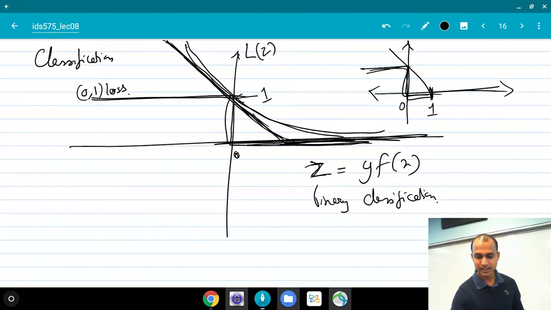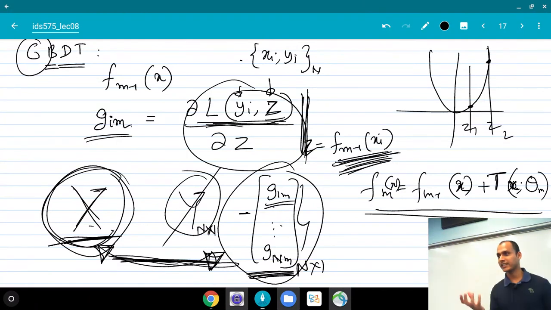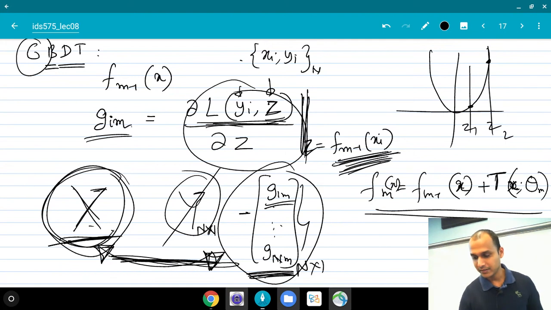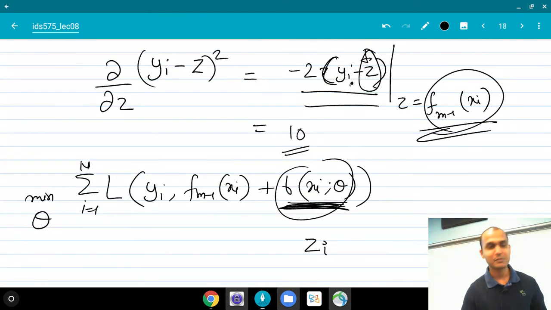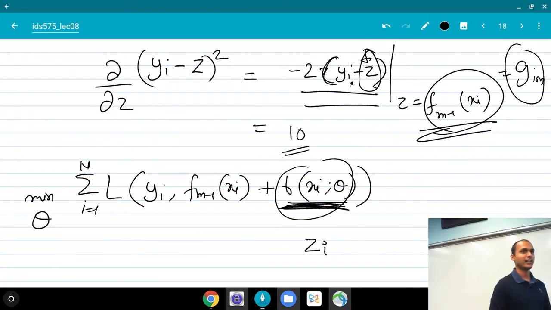Even if you don't get the intuition, at least you should understand that gradient boosted decision tree is nothing complicated. You just find the gradient of the loss at every observation with respect to the second argument. It may involve z. If it involves z, then plug in the previous estimate, and that's it. Once you get the g_{im}, you get this for every observation, and then you do the regression using a regression tree. That's it in terms of procedure. Okay, so that's it. Thank you.